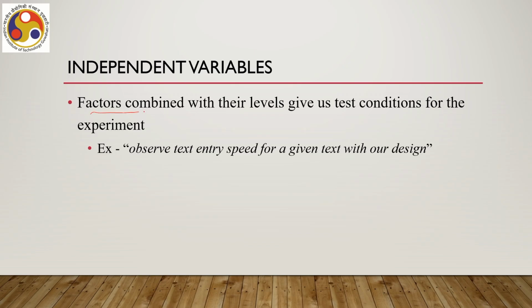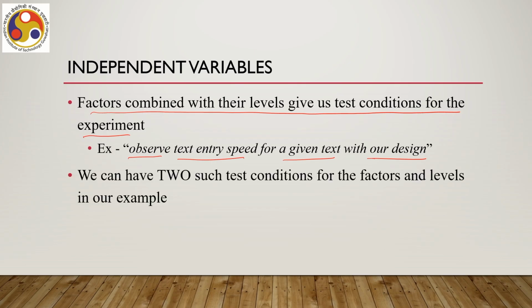Now, the factors combined with their labels give us the test conditions for the experiment. So, based on these factors and labels we can decide or design our experiment. For example, observe text entry speed for a given text with our design and also with MS Word. So, we can have two such test conditions for the factors and labels in our example, because there are two levels. So, for each level we can set up that experiment, observe text entry speed, first for our system and secondly for the existing system, that is MS Word.